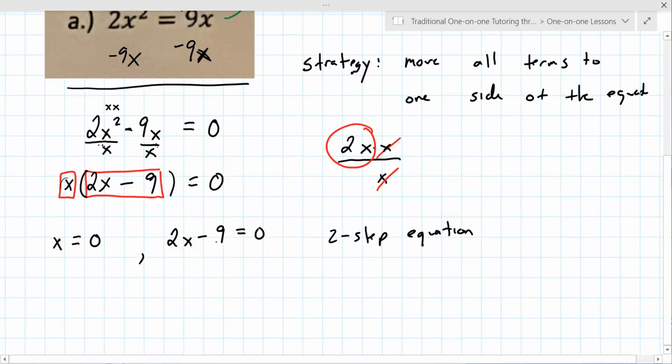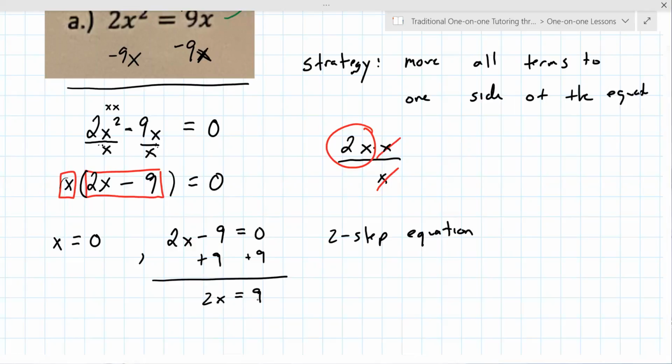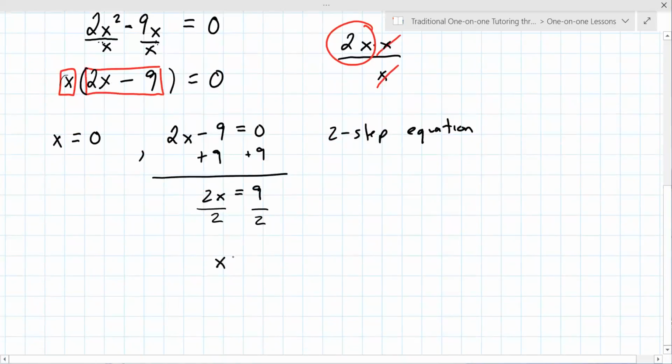We've got to move this -9 to the other side of the equation. How do you move it to the other side? You subtract or divide. Well, it's subtracted right now. How do you undo subtraction? Adding. Add 9 to both sides. So this is 2x equals 9. Okay, so divide both sides by 2. And then there's your second answer: x equals 9 divided by 2.